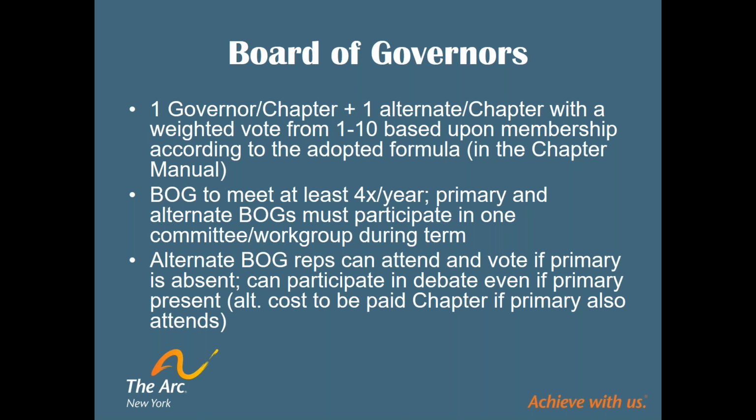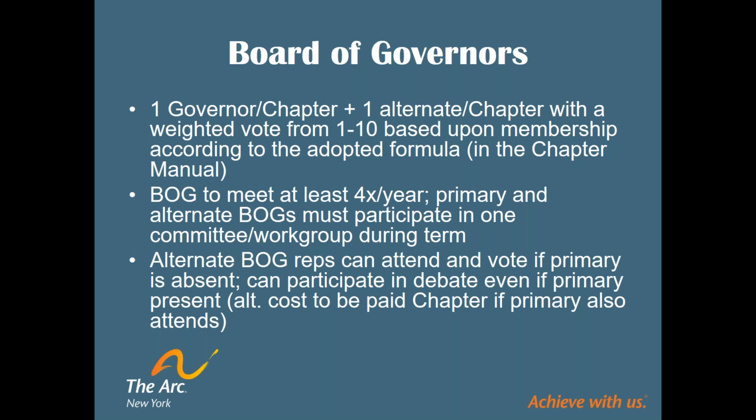Alternate Board of Governor members are not required to attend, but of course they can if they'd like to, even if your primary is there. The organization, meaning the state office, through chapter dues, pays for the primary Board of Governor to come to the meeting, but not the alternate if the primary is also there. So that's up to the chapter if they want to pay for the alternate to be there if the primary is there.